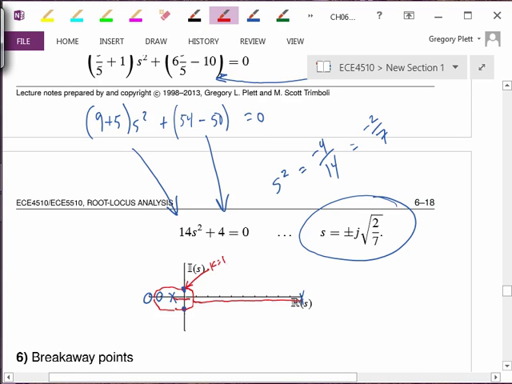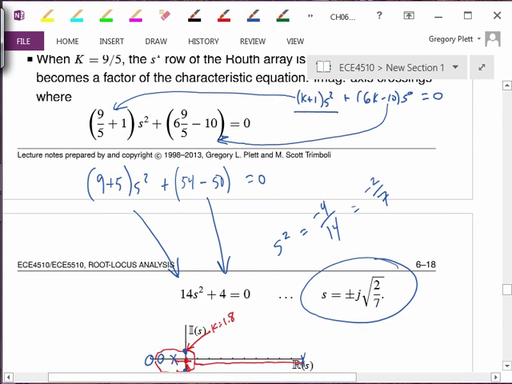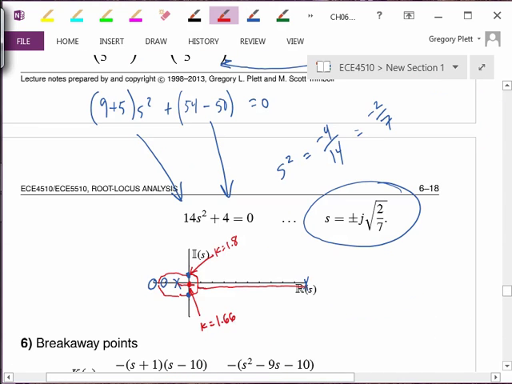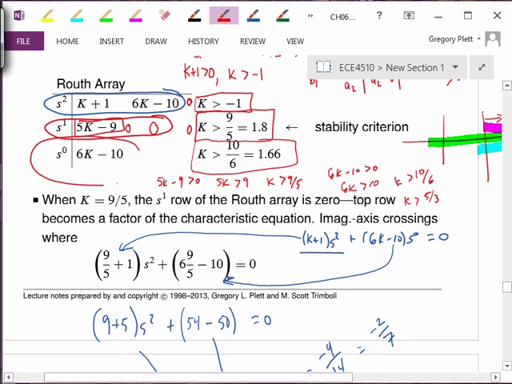When k is just a tiny bit bigger than 1.8, all the poles are in the left half plane. This point here happened. I had a stable pole that crossed into the right half plane. That actually happened at k equals, what is the other number here? It's 1.66. So this other row in the Routh array is actually meaningful.